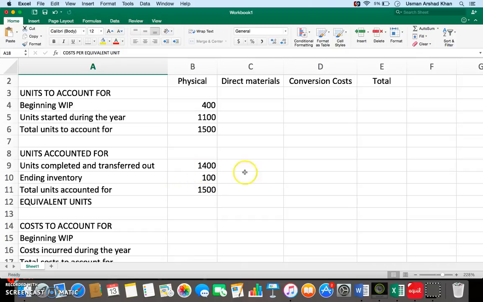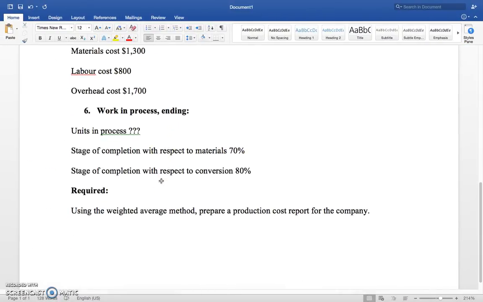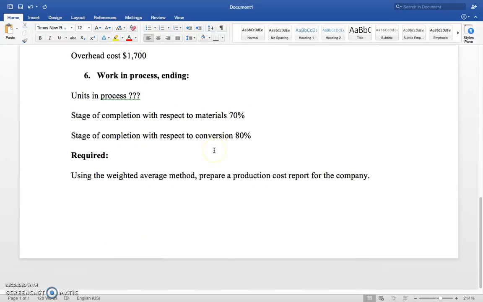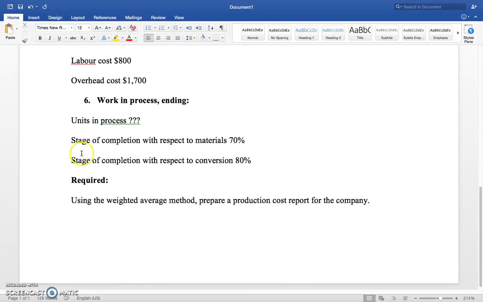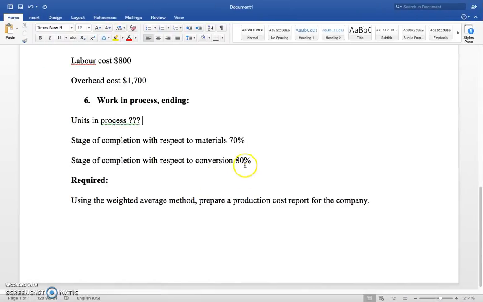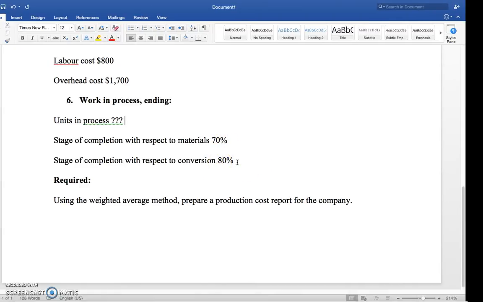So in order to find your equivalent units, you do use these percentages: work in process, ending. Remember, opening is not relevant to weighted average, but ending percentages for stage of completion are. So units in process, we just found 100. So we're going to use 70 and 80% in order to find the number of equivalent units.